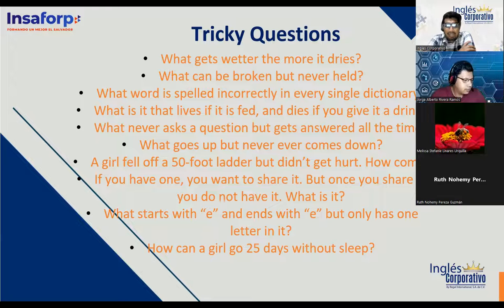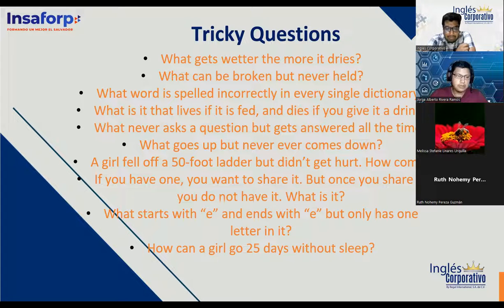Then we have, a girl fell off a 50-foot ladder but didn't get hurt. How come? If you have one, you want to share it. But once you share it, you don't have it. What is it? Then, what starts with E and ends with E, but only has one letter in it?